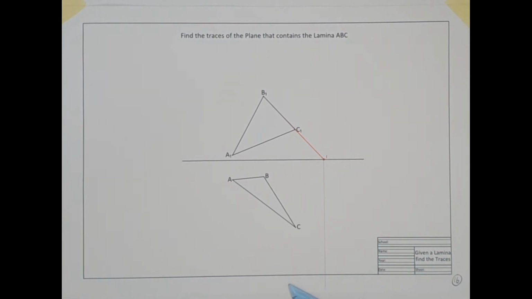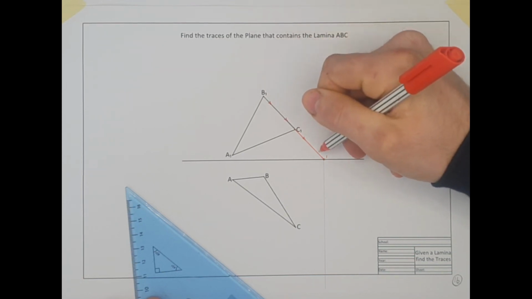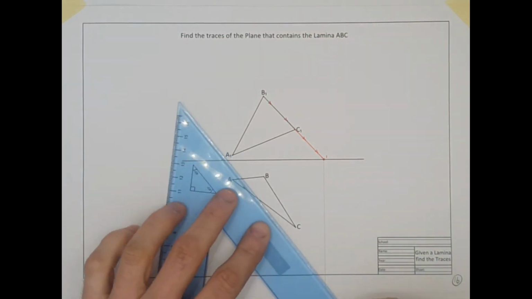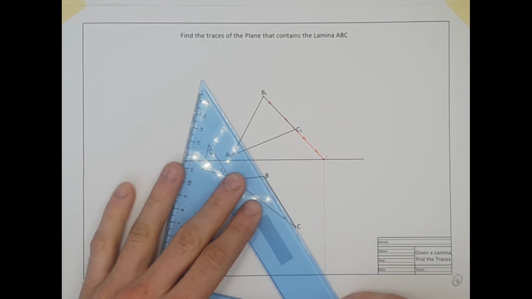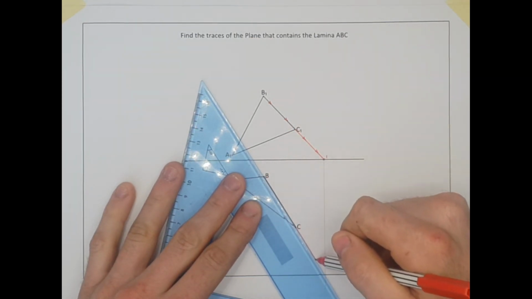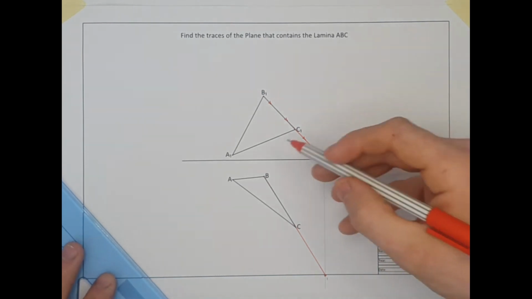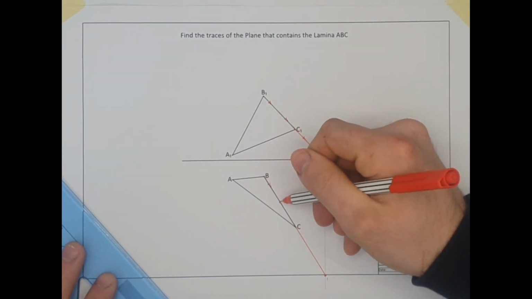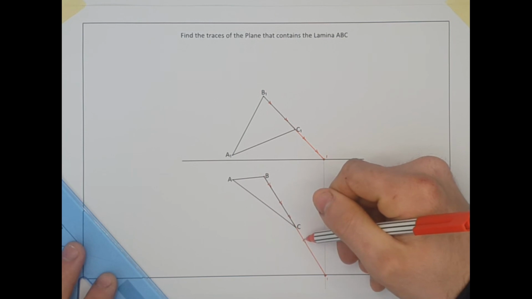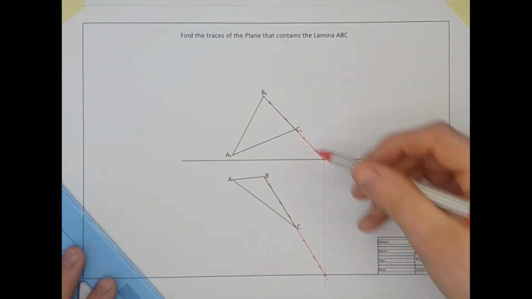And I'm going to do the same process again. So I extended from B down through C until I hit the horizontal plane. I'm going to extend from B down through C, and I do it just off the border right there, and that is point 1. Point 1 is on the ground, so I went from B down through C until I hit point 1. So point 1 is a point on the ground.